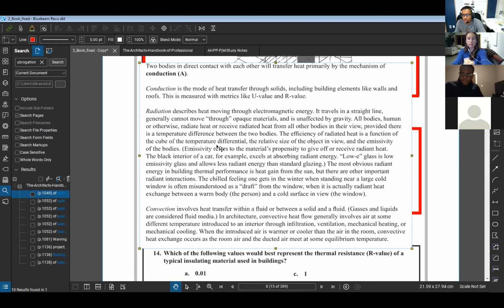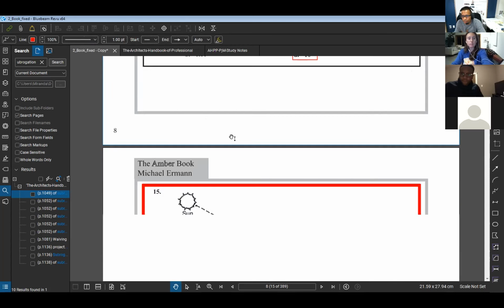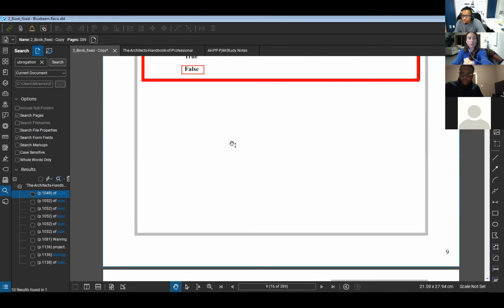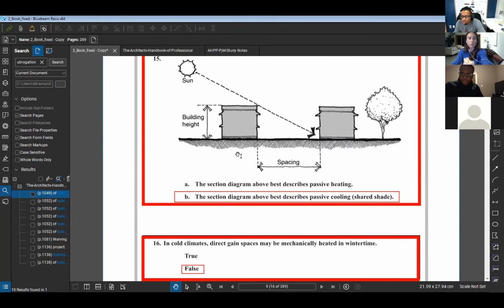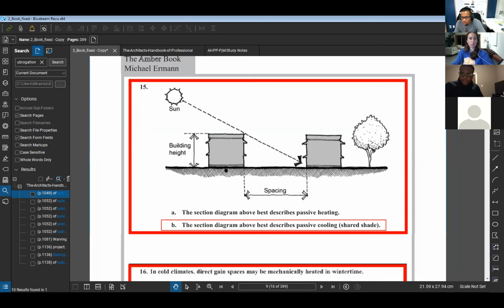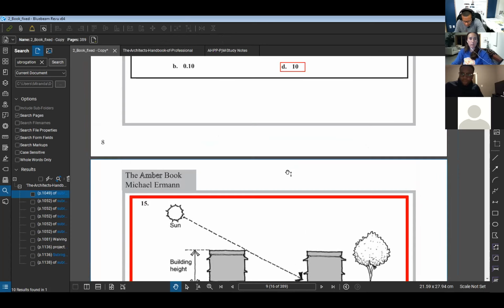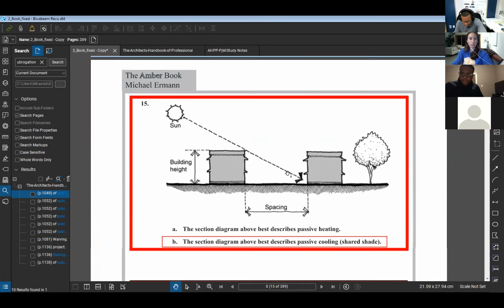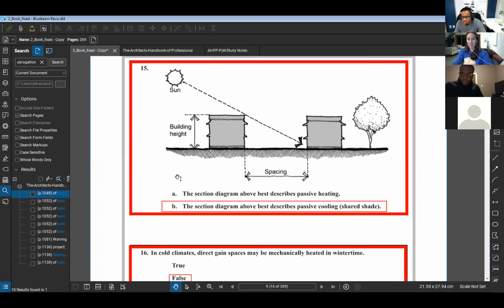Okay, so those are the three main methods. And then, okay, this one. What's the question? The section diagram above describes passive heating, or the section diagram above describes passive cooling. So a very obvious answer. Yeah, because there's no way it's B, right? But why? So this section right now.